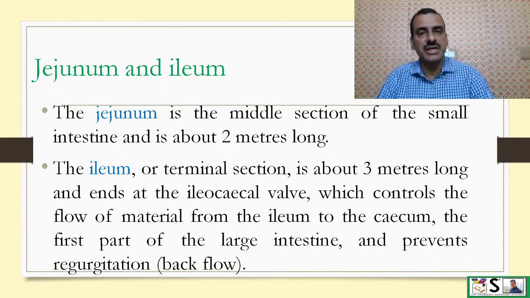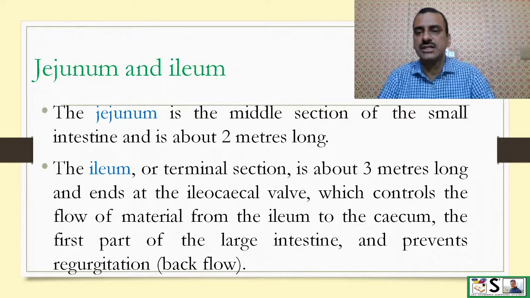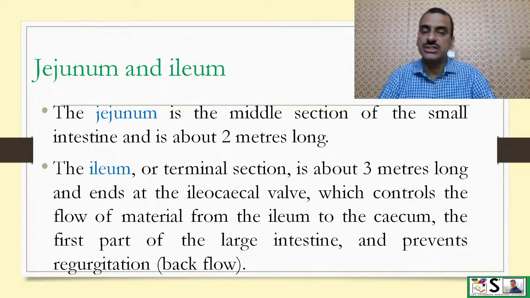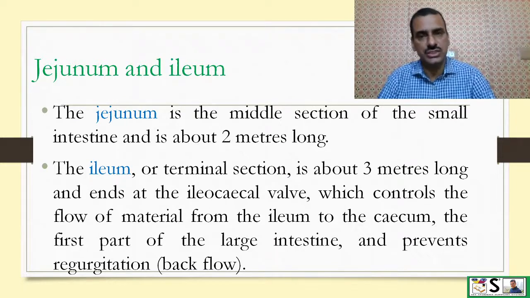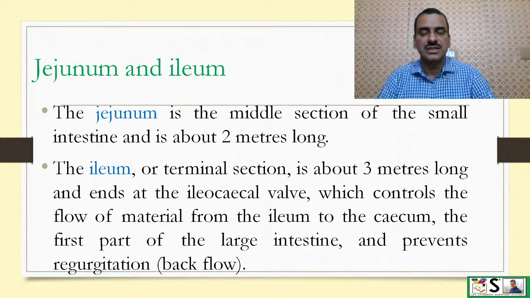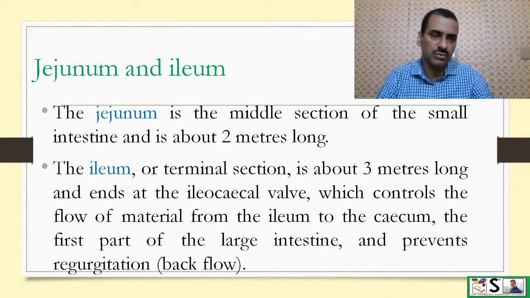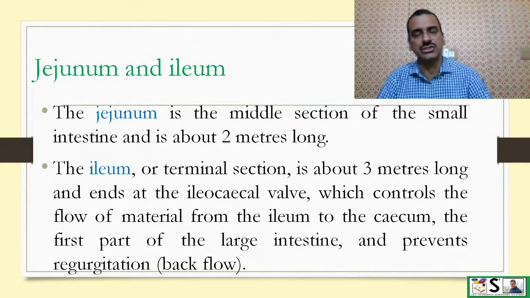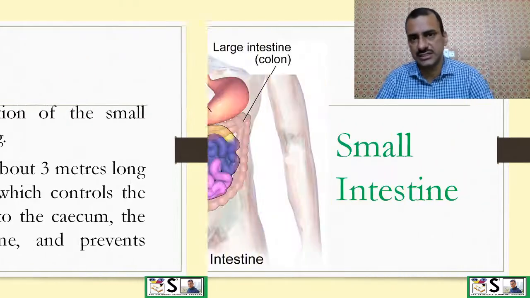The jejunum is the middle part or middle section of small intestine and is about 2 meters long. And the ileum is the terminal section which is about 3 meters long and ends at the ileocecal valve which controls the flow of material from the ileum to cecum. Cecum is the first part of large intestine, and this ileocecal valve prevents backflow or regurgitation of the contents which have reached to the large intestine.